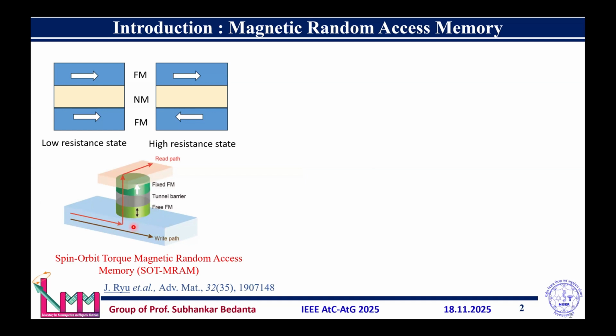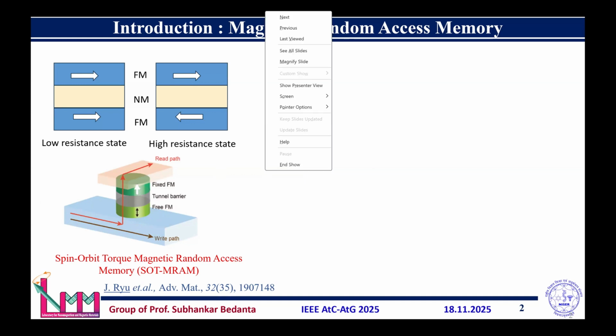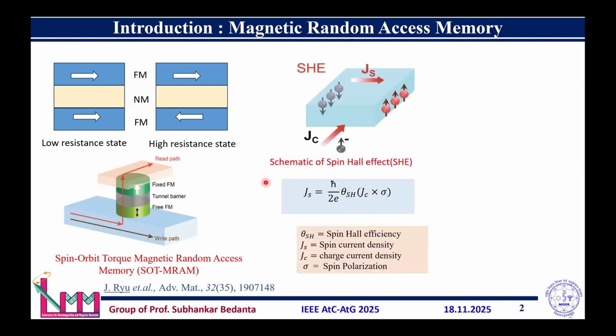We call this the spin current, and this spin current controls the magnetization of the free layer. This is the schematic of the spin Hall effect, where when we inject a charge current, we get a transverse accumulation of the spins, and this generates a spin current, where sigma is the spin polarization vector, which is orthogonal to both the spin current and the charge current densities.